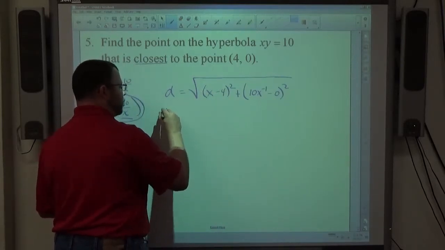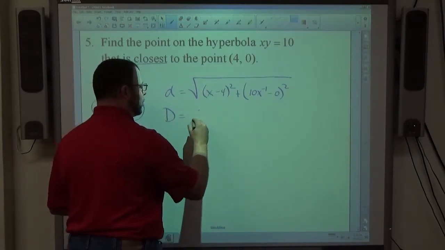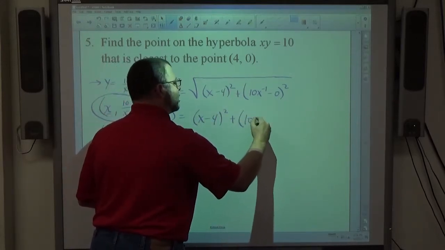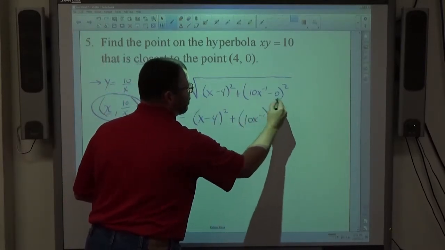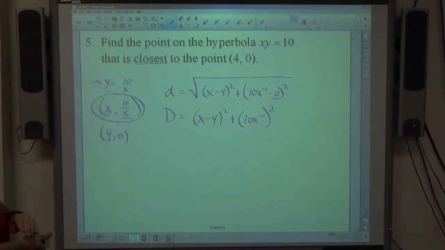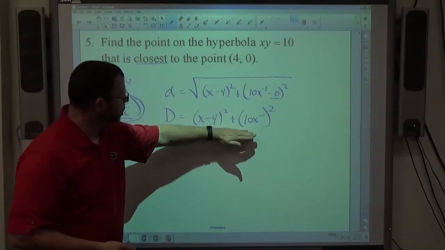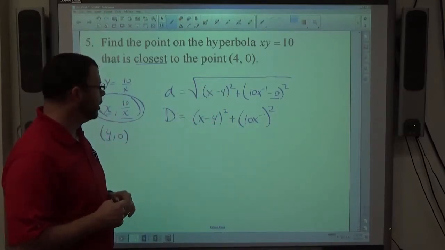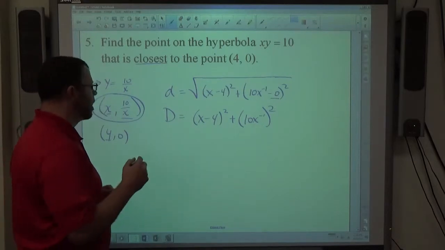So the next thing I would do is change this to big D equals (x minus 4) squared plus (10x to the negative first) squared. Notice the minus 0 is irrelevant there, so I just took that out. But again, if I can make this the smallest possible, then its square root is going to be the smallest possible. So that's easier to do and gets me the same result.